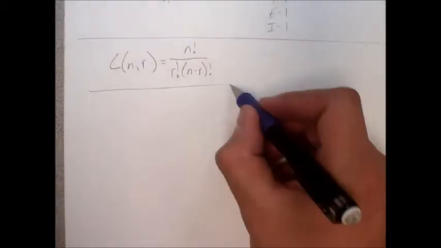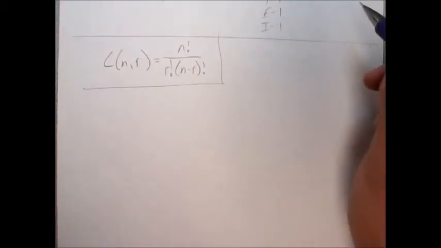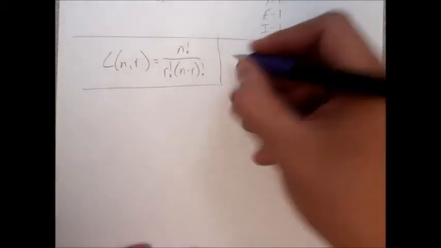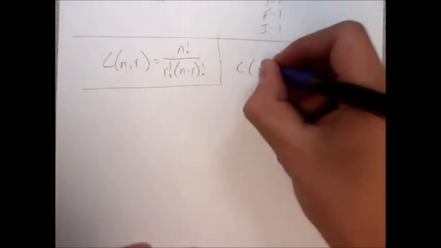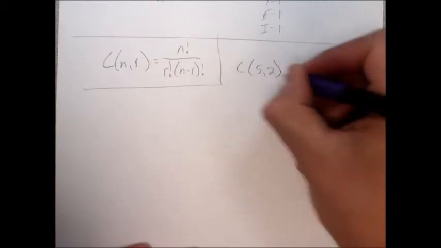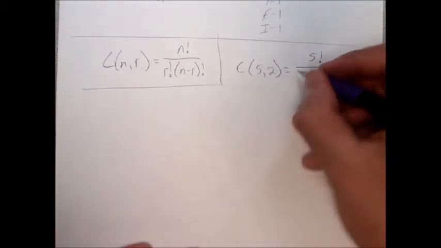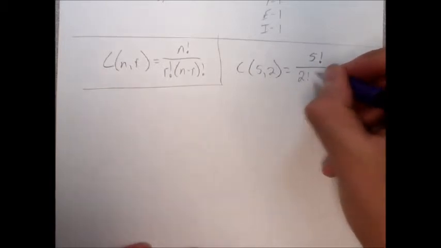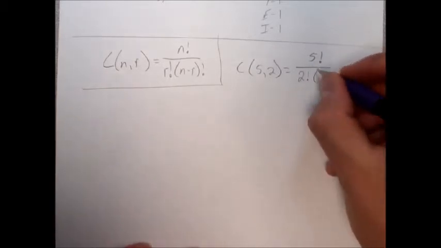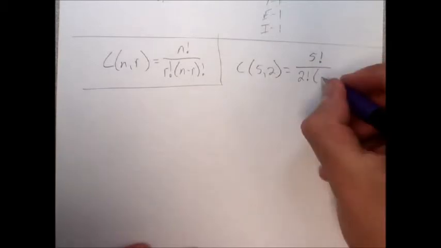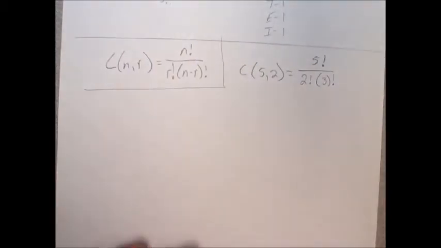So make sure you get that formula written down, and then we're going to start just working those problems. So combination of 5 objects taken 2 at a time is 5 factorial over 2 factorial, and then the difference of 5 and 2, which is 3 factorial. Okay? And then I would solve that out. If you're using your calculator, again, it's okay.